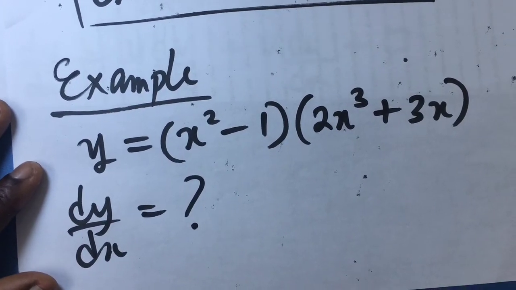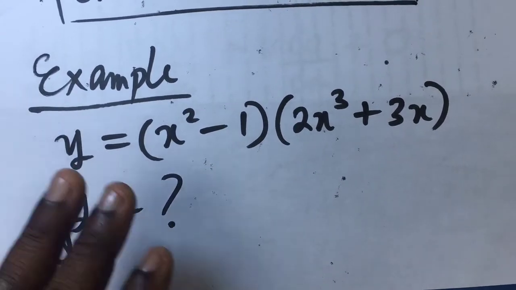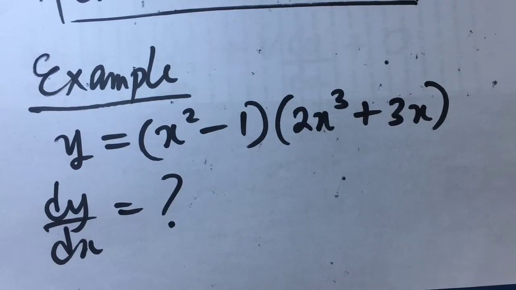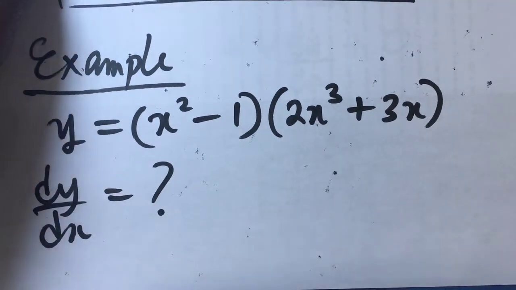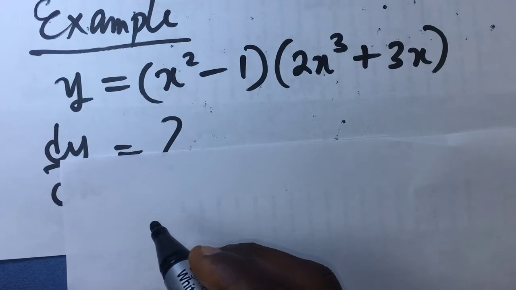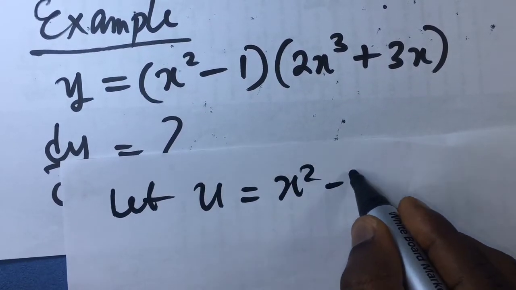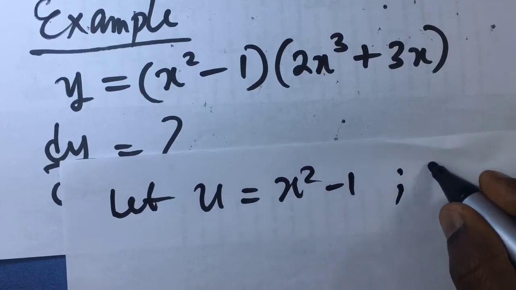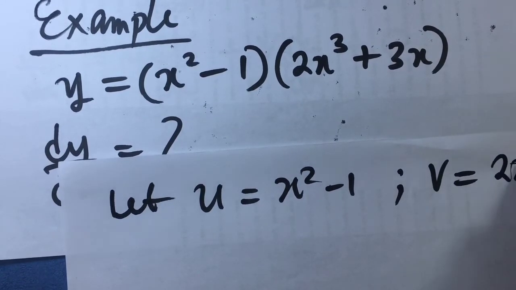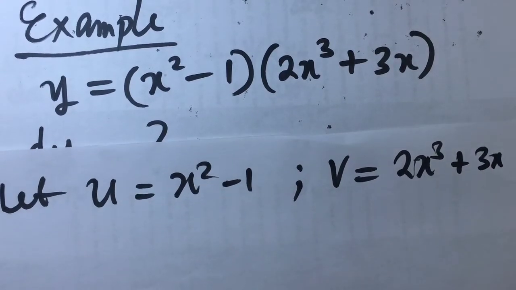Now, how are we going to go about it? The first thing I'm going to do in this particular problem is to let each of these component functions be represented with u and v, just like you have in the formula. So I'm going to do this. I'm going to say let u be equal to x squared minus 1 and let v be equal to 2x cubed plus 3x. That's what I'm going to do.